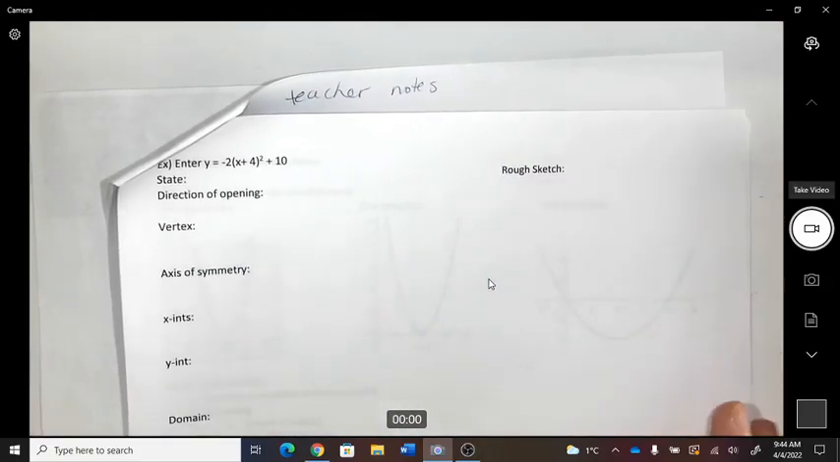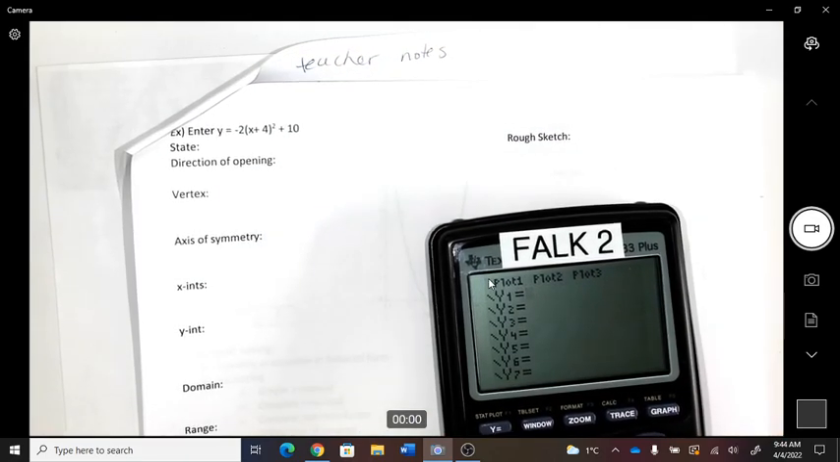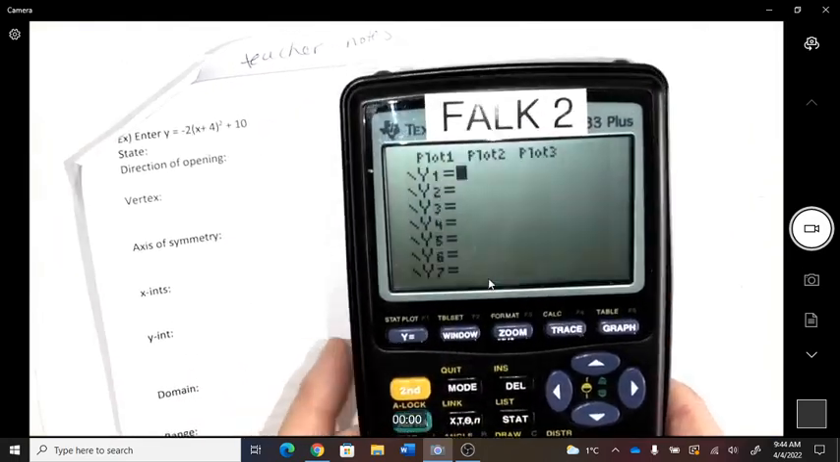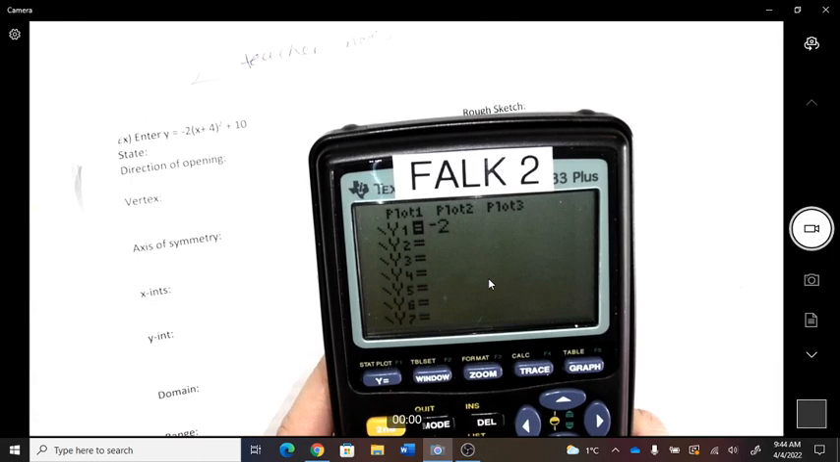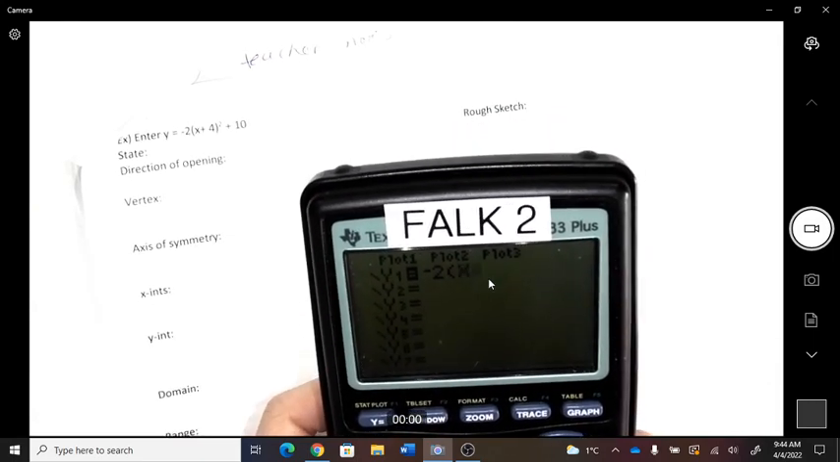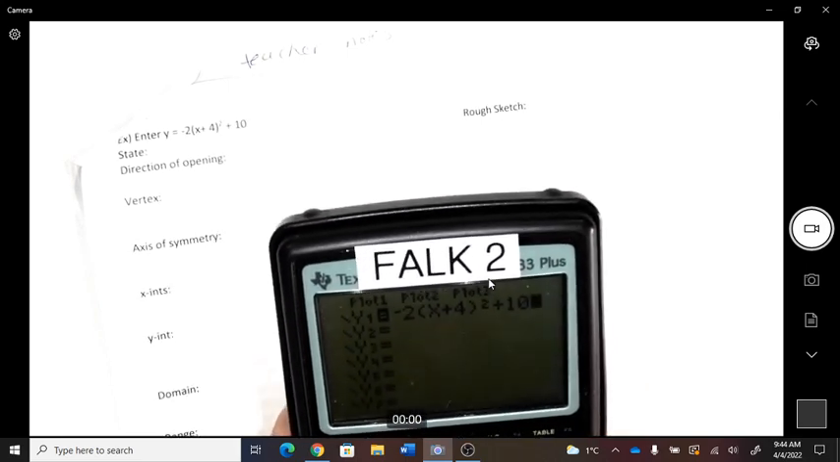Okay, let's do this one. Okay, so we're going to type all that in. So go y equals, let's just clear. Okay, so -2, so push the baby negative symbol, like the white one. Bracket, x plus 4 bracket, squared plus 10.